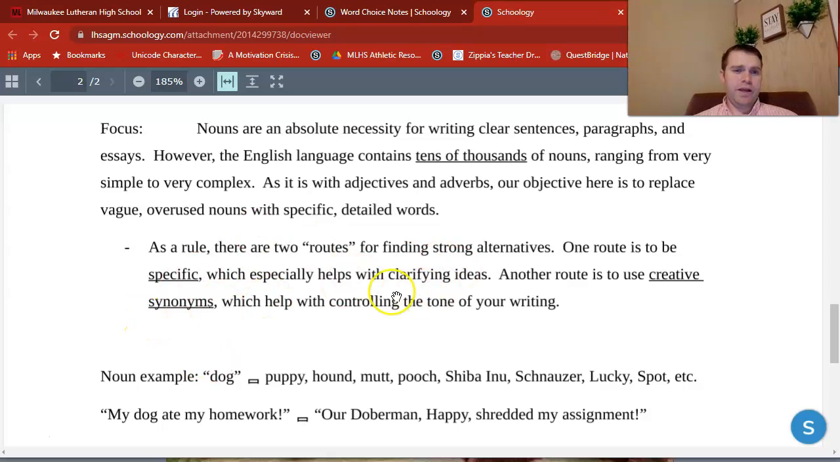One thing we could do is be specific. What kind of dog is it, right? My Schnauzer ate my homework. My Dachshund ate my homework. My Chihuahua ate my homework, right? Notice I capitalized the dog breed to be a proper noun right there.